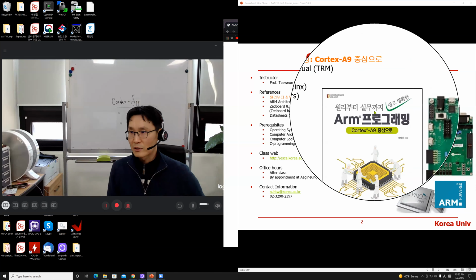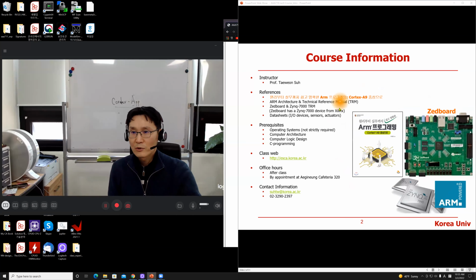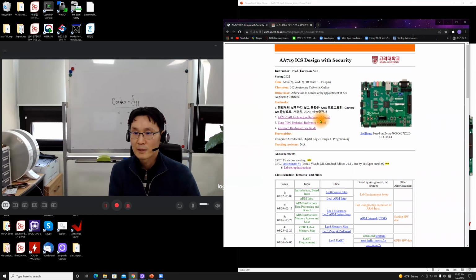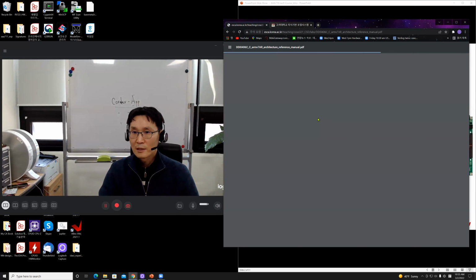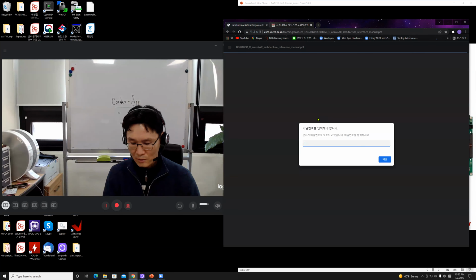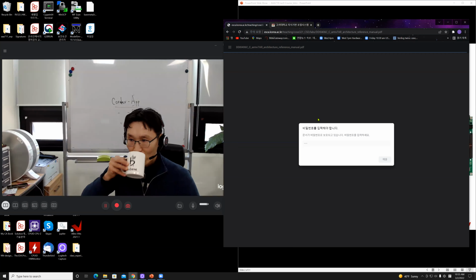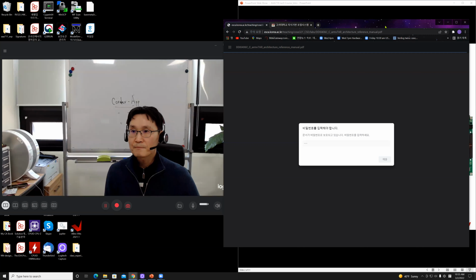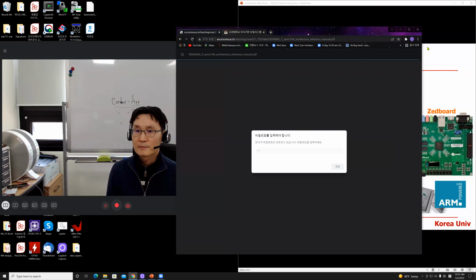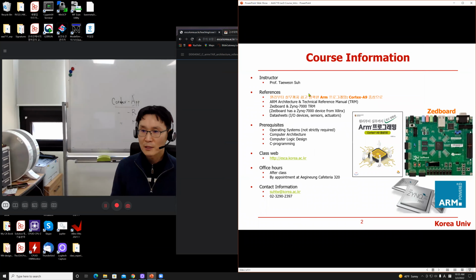Okay, in addition to this textbook, we are going to use several PDF documents, starting from TRM, Technical Reference Manual, which is posted here. This one, okay. If you click on this, then it is asking you to enter password, same password, ESCA, right? So this one. So it'll take time. It's a pretty huge document, 3,000 pages.